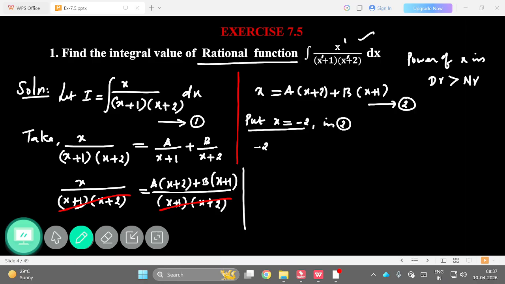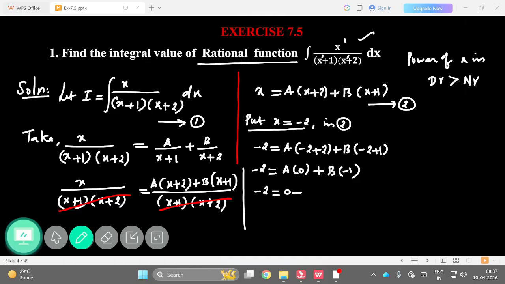Here minus 2 equal to a into minus 2 plus 2 plus b into minus 2 plus 1. Minus 2 plus 1. What are you going to get? Minus 2 equal to a into 0 plus b into minus 1. Correct? Minus 2 equal to 0 minus b. Then what is b equal to? 2. Yes. This is the first value. Any doubts?